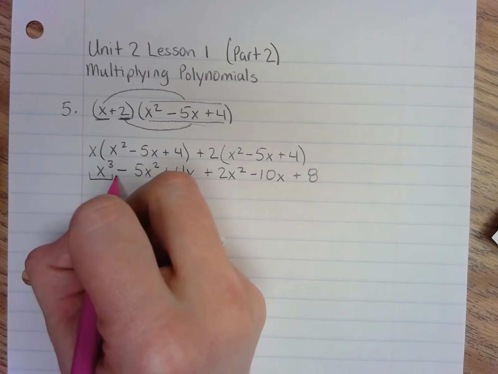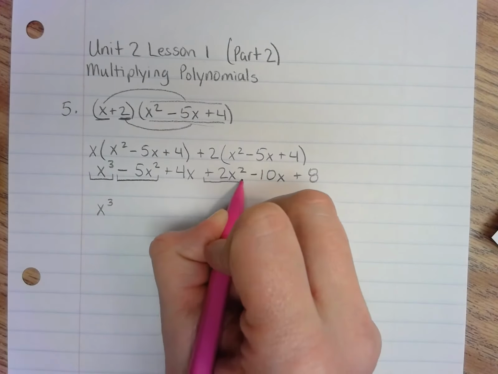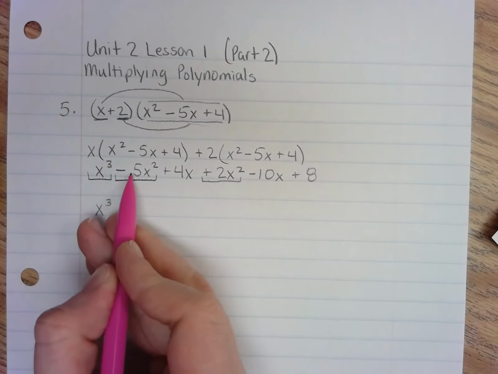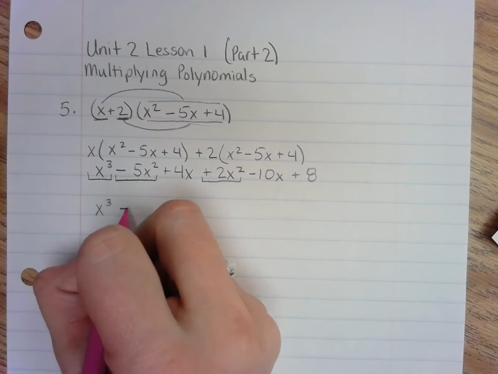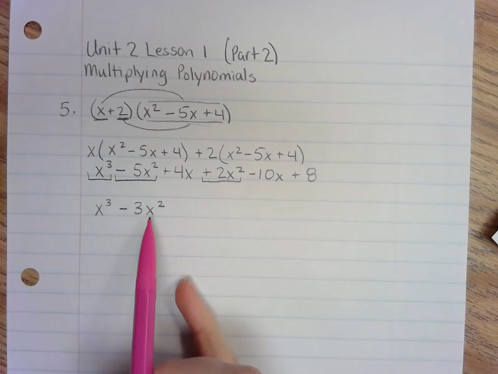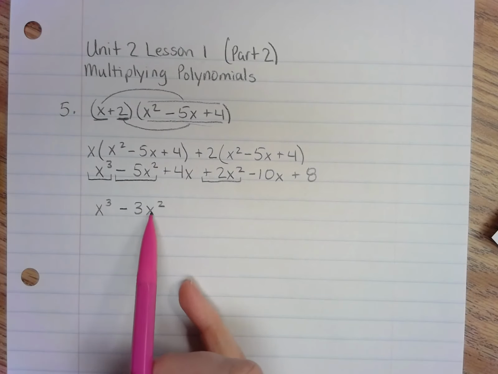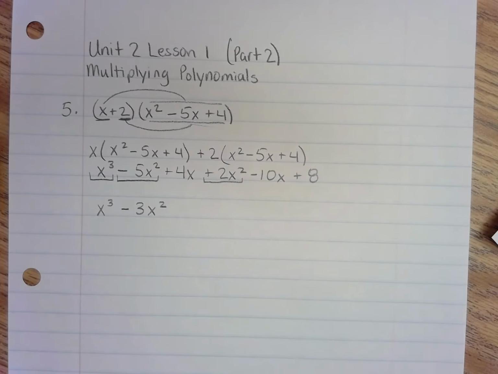We also have here next a negative 5x squared and a positive 2x squared. So negative 5 plus 2 gives us a negative 3x squared. When you combine like terms, your answer should be that like term. So if you combine x squared terms, your answer should be an x squared term.